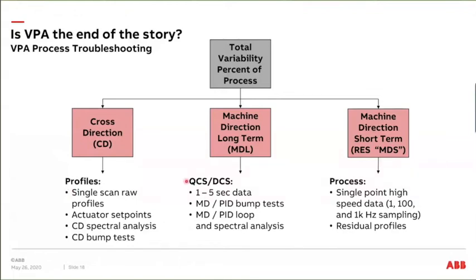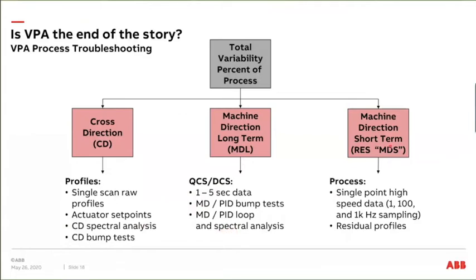So if I have, for example, a cross direction issue, if I have elevated CD, beyond the raw profiles I'll be looking at the actuator set points of the CD actuators, spectral analysis and CD bump tests. Definitely areas for further investigation. The MDL, or the long-term MD, is typically, not always, PID; there are PID loops that definitely can affect this. Machine direction loops for the QCS. So we're looking at spectral analysis of MD and DCS loops.